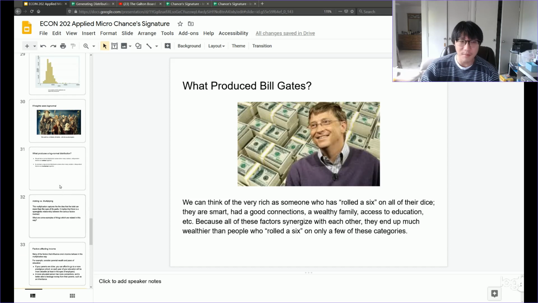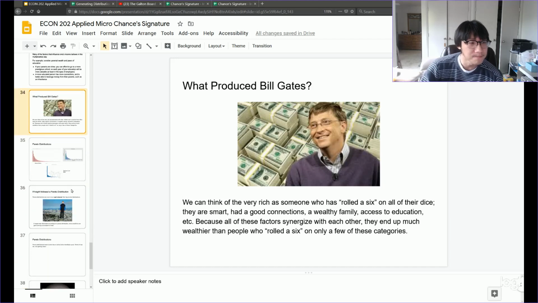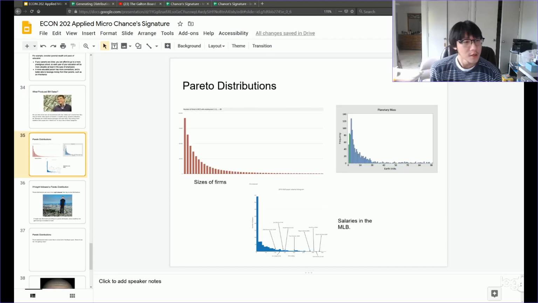Again, the most commonly log normally distributed variable, especially that we see in the social sciences, is income. Okay, so we'll talk about one more type of distribution, and that is a Pareto distribution. A Pareto distribution is sort of like an even more extreme version of the log normal. It has even more of these very large outliers. And here are some examples.